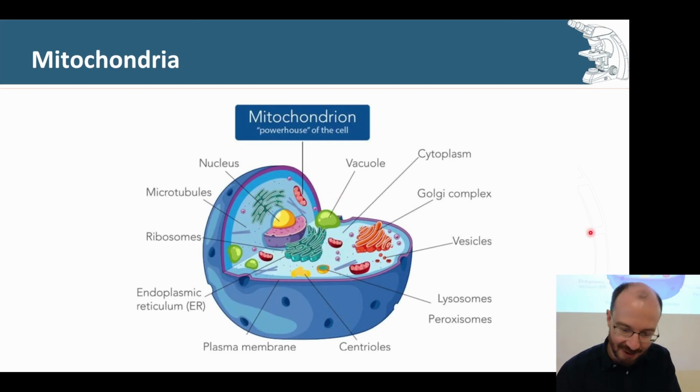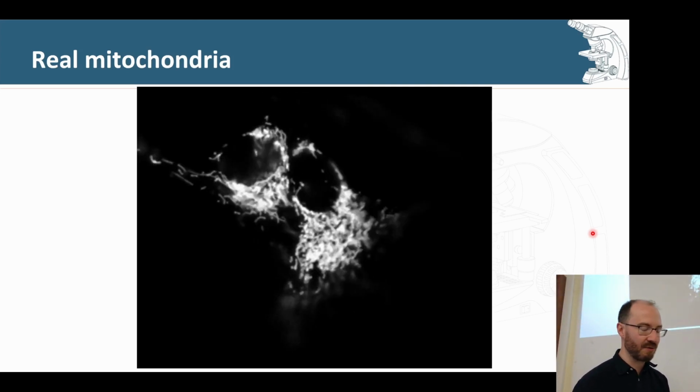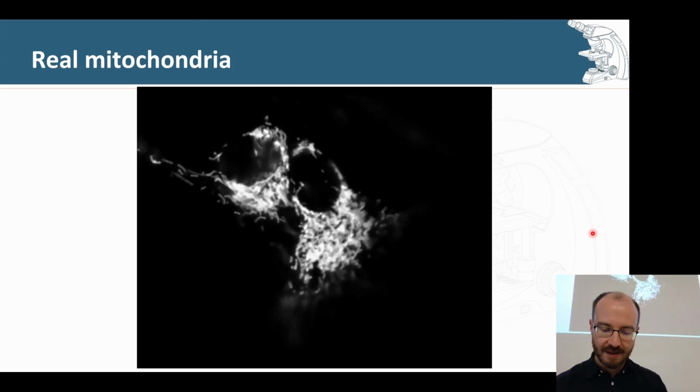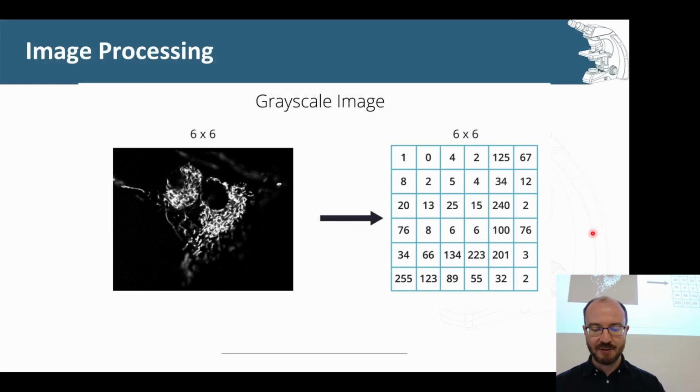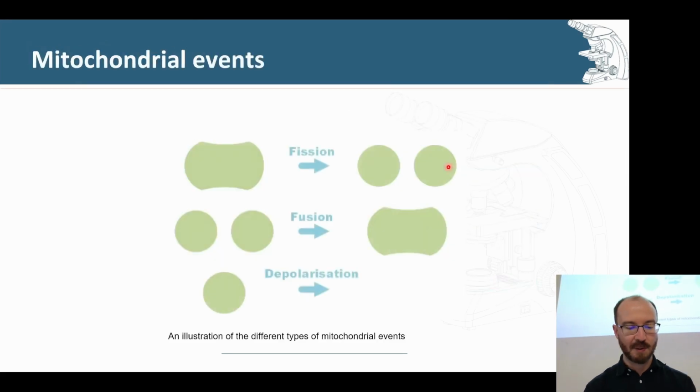The reality is obviously a lot more complicated than that. They are very highly dynamic, highly networked structures that constantly remodel themselves according to the needs of the cell. And what do we have to work with? We only have a matrix of values that is representative of this entire image. And we now want to use this matrix of values to make certain types of conclusions. Now, the one I'm going to talk about a little bit now is where we want to take mitochondrial events, specifically fission, fusion, and depolarization, just to discuss what this is.